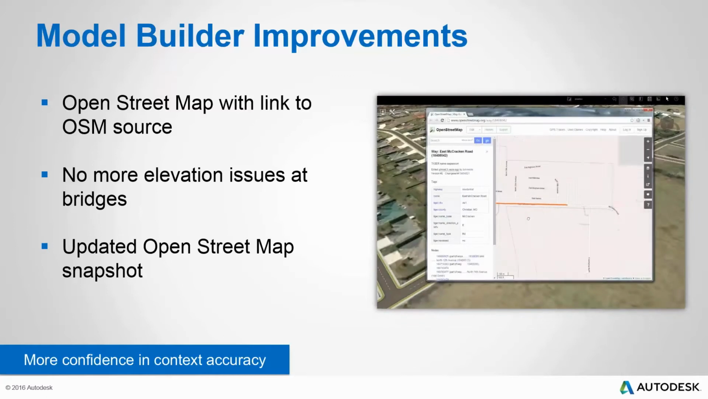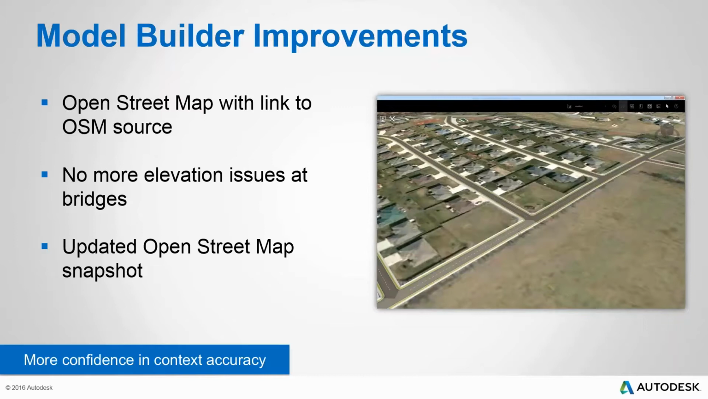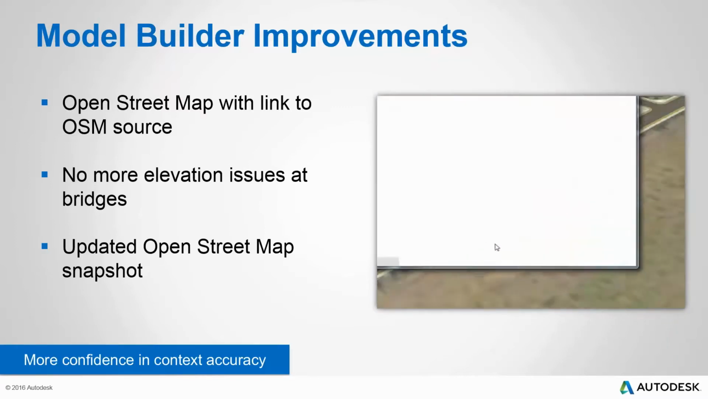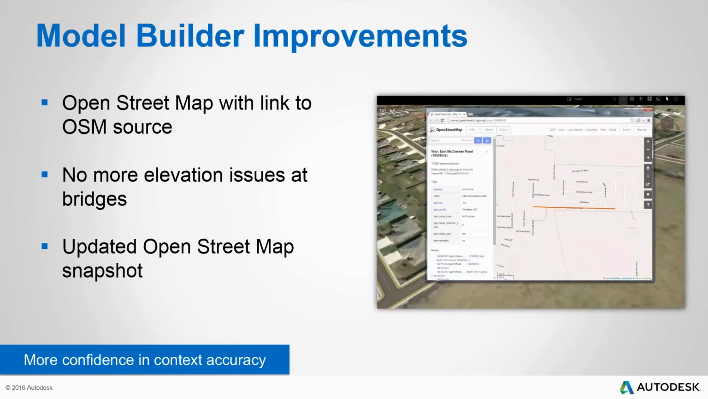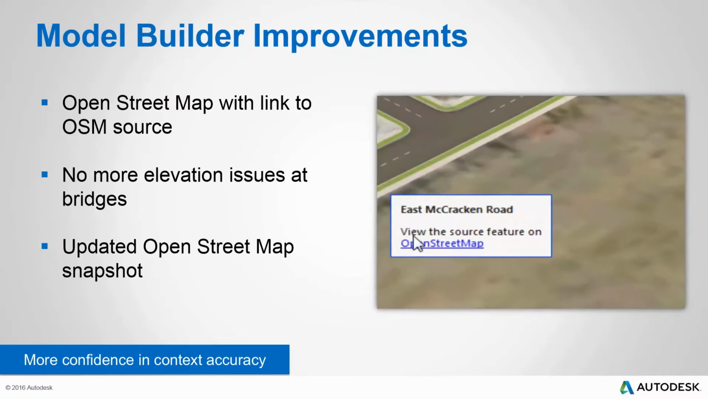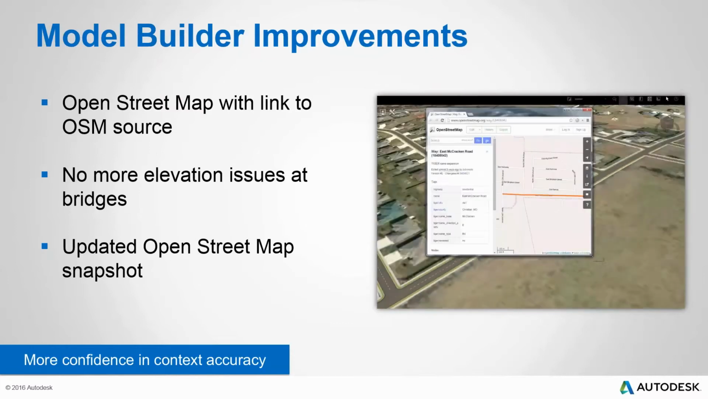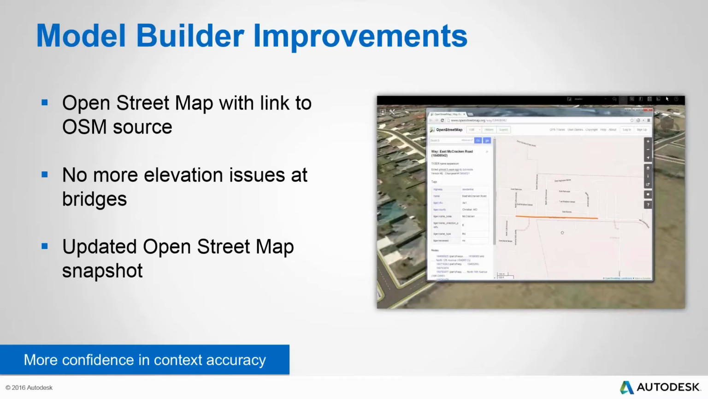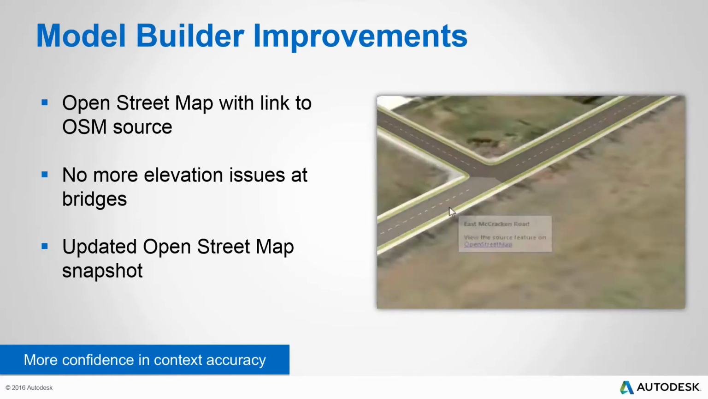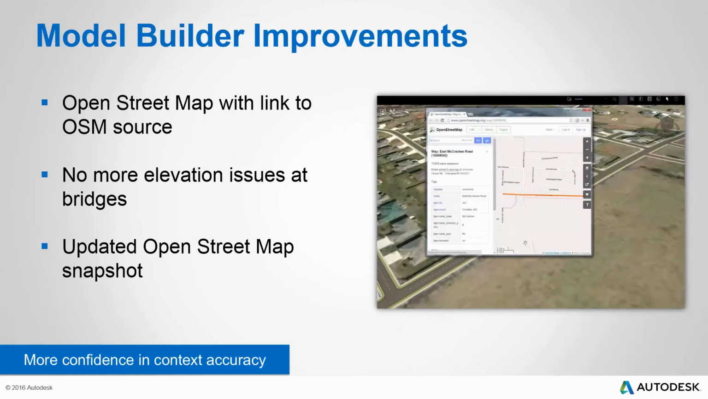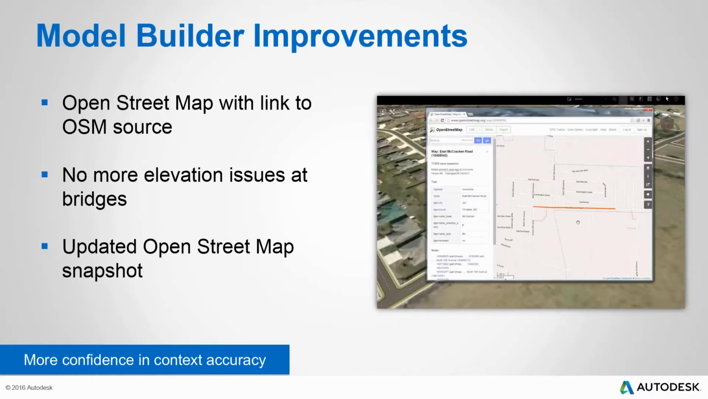So better context. As many of you probably know, Model Builder is an amazing tool. It's the way that you'll probably start 90% of your projects: by going out and just finding an area on this Maps interface and having Model Builder build that model for you. We've made some improvements. A lot of the data that is used to create a Model Builder model comes from OpenStreetMaps. And one of the improvements we've made is now when you hover over a feature like a road, let's say, that's created with OpenStreetMaps, the tooltip will have a link to the source data for that piece of information. So you can find out where it came from, when it was last updated, those sorts of things.